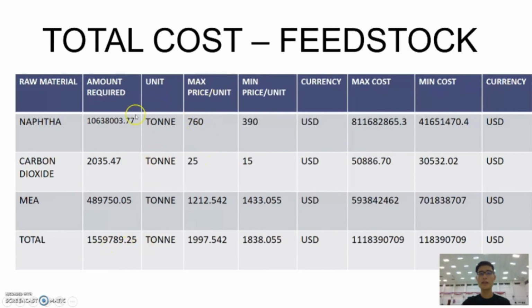The maximum price for naphtha is this value, the minimum price is this column, and the total for the maximum price is almost 2000, and the total for the minimum price is about 1800. The currency is USD. The maximum cost is the maximum price times the amount required. Then you get the maximum cost. So the total maximum cost is the sum of the column. The same goes for the minimum cost, and the currency is also in USD.